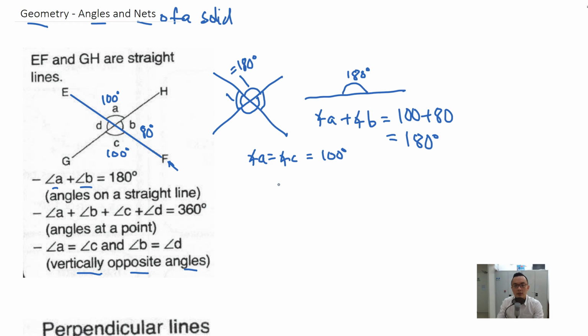All right, so 100 degrees. Angle B equals angle D equals 80 degrees. So therefore, if you add everything, it equals 100 plus 100 plus 80 plus 80 equals 360 degrees. And I mentioned this, so angle A equals C, and B equals D.